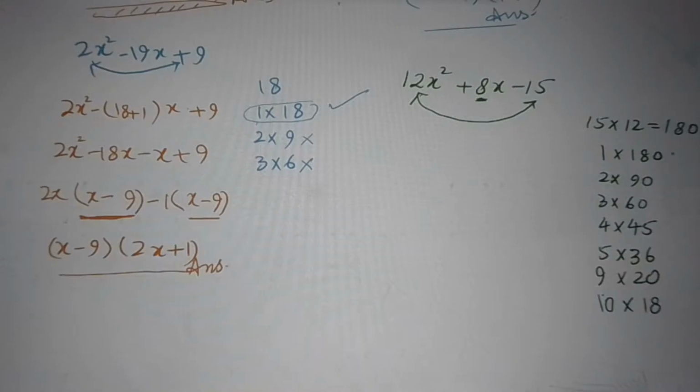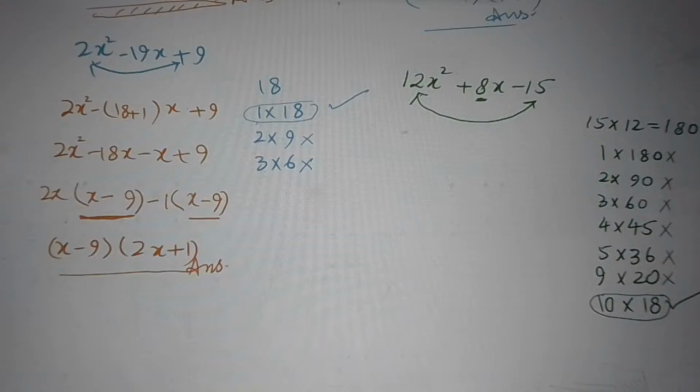Can 180 and 1 make 8? No. 2 and 90? No. 3 and 60 can make 8? No. 4 and 45 cannot make it. 5 and 36 cannot make it. 9 and 20 can make 29 and 11. When they are added, 29. When the subtraction is done, 11. So they can't make it, but 10 and 18 can make it. So out of all these, we select this pair.